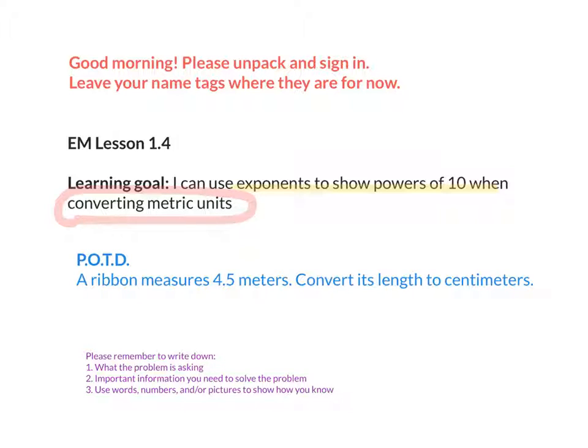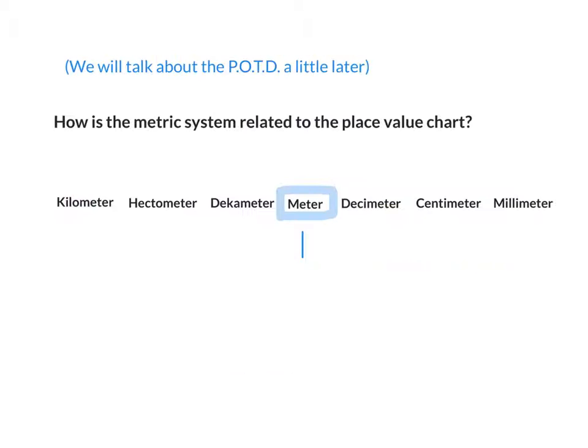Okay? Today's problem of the day says a ribbon measures 4.5 meters. Convert its length to centimeters. Basically, we want to find out if something is 4.5 meters long, how many centimeters is that? The big question we're going to try to investigate right now is how is the metric system related to the place value chart? So the metric system is one way we measure things.